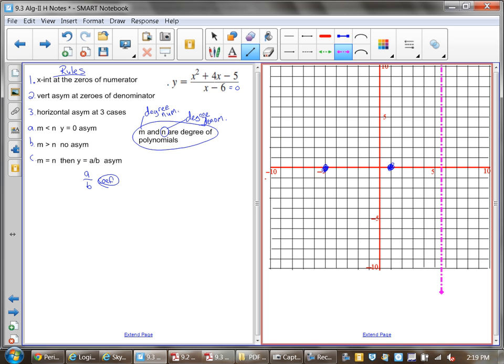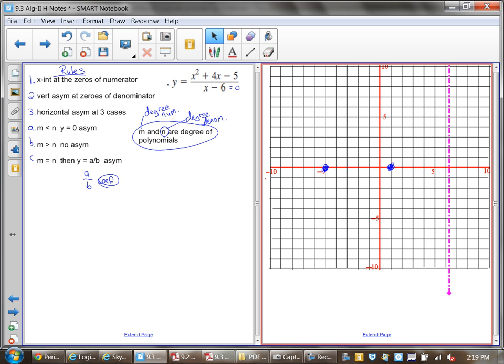Oops. Missed it. Do I have a horizontal asymptote? No. For right now, do I have enough information to continue? I do have enough. How am I going to find my other sets of ordered pairs? Use your table function.